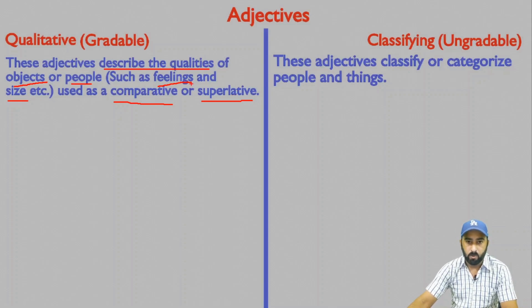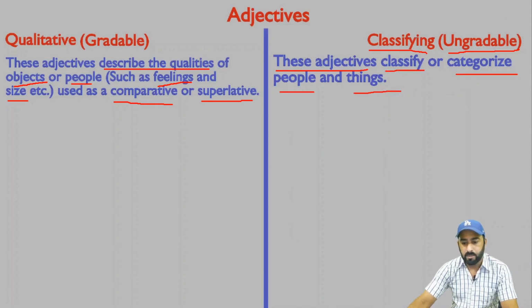We can also use submodifiers with qualitative adjectives in order to make them gradable. On the other hand, we have the classifying or ungradable adjectives. If you look at the display you can see the simple definition. These adjectives classify or categorize people and things. As the name indicates, classifying means to put something in classes or particular groups. So, in order to place particular objects or items into groups or classes, we can use classifying adjectives.